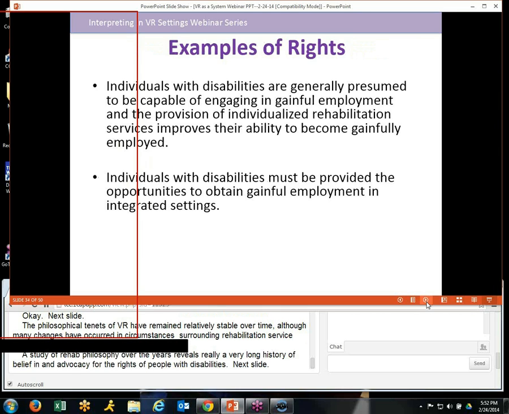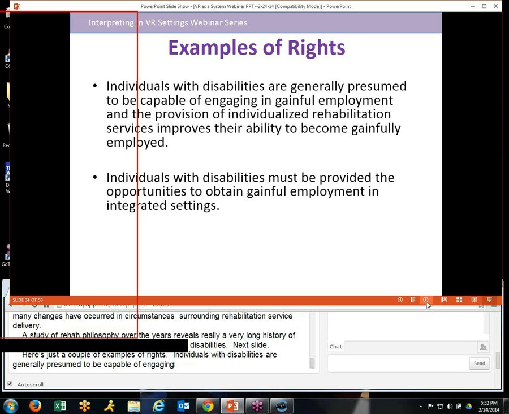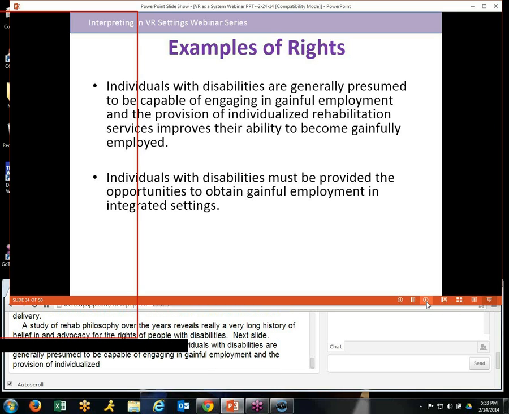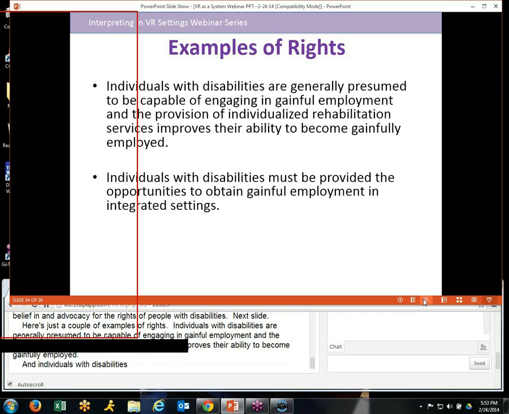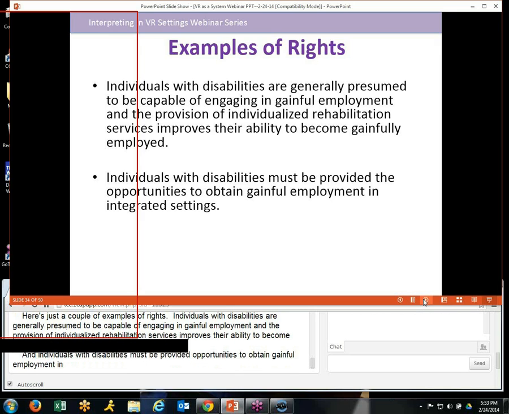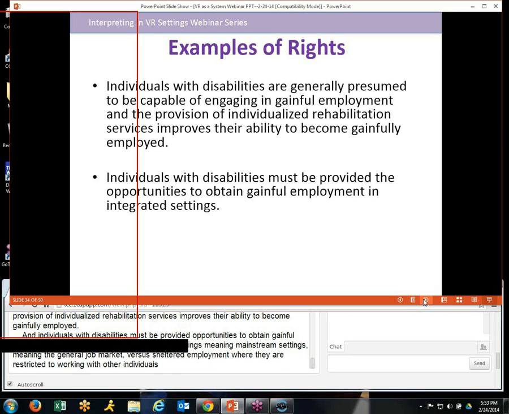Here's just a couple of examples of rights. Individuals with disabilities are generally presumed to be capable of engaging in gainful employment, and the provision of individualized rehabilitation services improves their ability to become gainfully employed. And individuals with disabilities must be provided opportunities to obtain gainful employment in integrated settings. Integrated settings, meaning mainstream settings, meaning the general job market, versus sheltered employment where they're restricted to working with other individuals who also have disabilities.